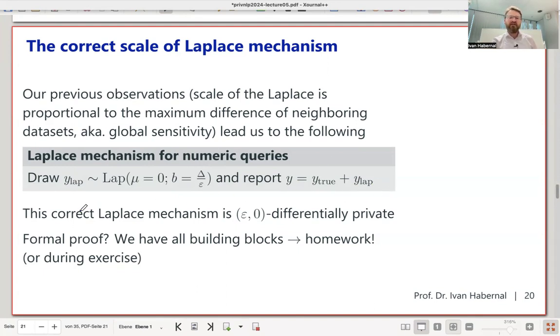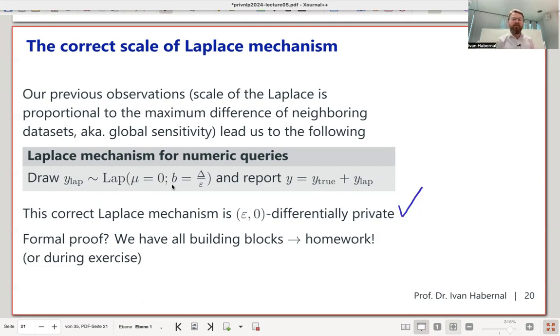So this is the Laplace mechanism, and it's epsilon-zero differentially private. So, formal proof. What you see in a typical textbook is: this is the Laplace mechanism, and it's epsilon-zero differentially private, prove it. Okay, and it's a great exercise.